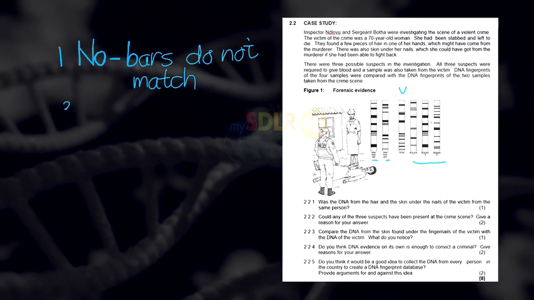Question 2. Could any of the 3 suspects have been present at the crime scene? Give a reason for your answer. Once again, you need to compare the DNA profiles. Have you come up with an answer? You are correct. Suspect 2 seems to be at the crime scene, because the DNA profile of Suspect 2 seems to match the DNA profile of the hair.